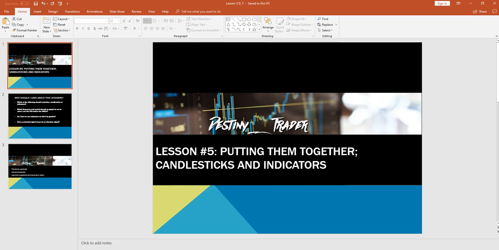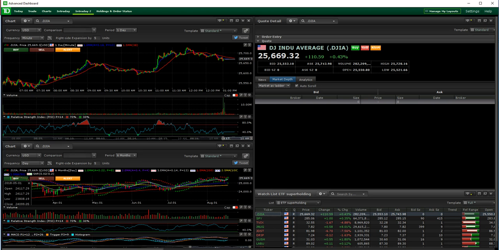Hello everybody, this is lesson number 5, putting them together. By them, of course, I'm referring to the candlesticks and the indicators. We covered both of those individually a couple weeks ago and wrapped up with the second half of indicators just last week. And so now let's go ahead and take a look at how to look at both of them together and how to use them as effectively as we can.